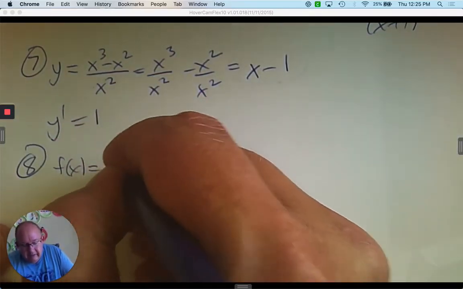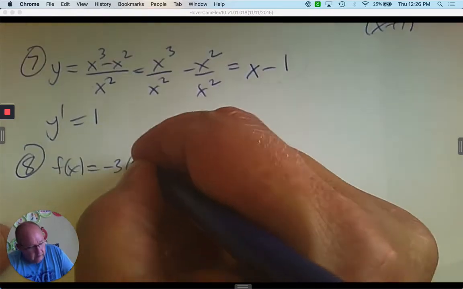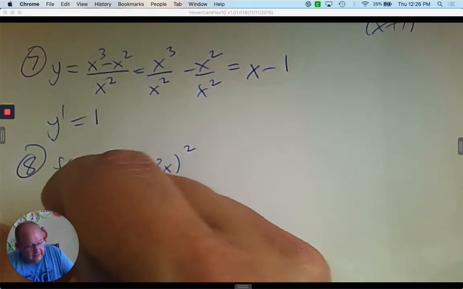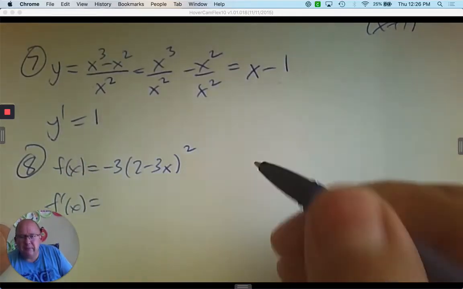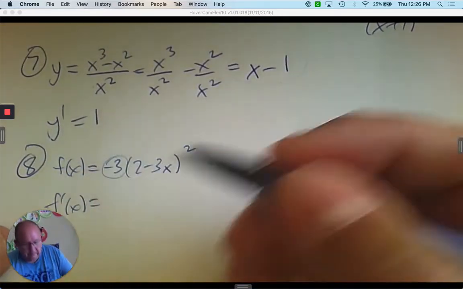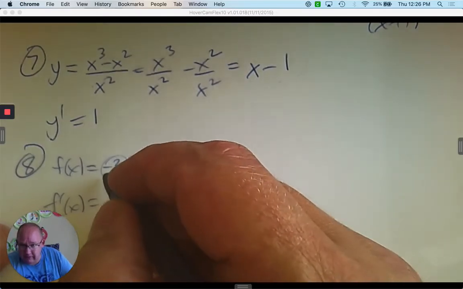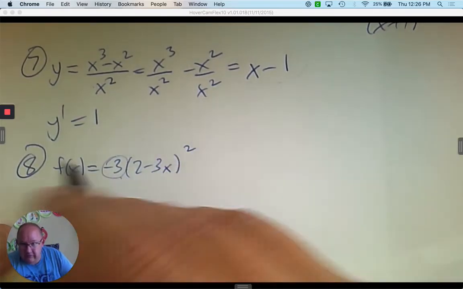We have negative 3, 2 subtract 3x squared. All right, this is going to be the chain rule. Notice, not the product rule, because it's a constant being multiplied in front. If it was an algebra term that had x's or variables in it, then you'd have to do the product rule. But a constant in front, just the chain rule.